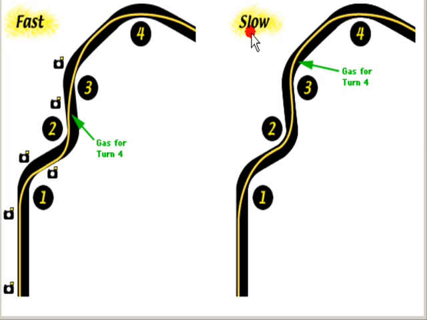Okay, here's the slow line through, and the driver's on the left hand side and takes the turn early. By taking the turn too early he'll hit the apex, but the momentum will swing him wide here to the left side of the track.